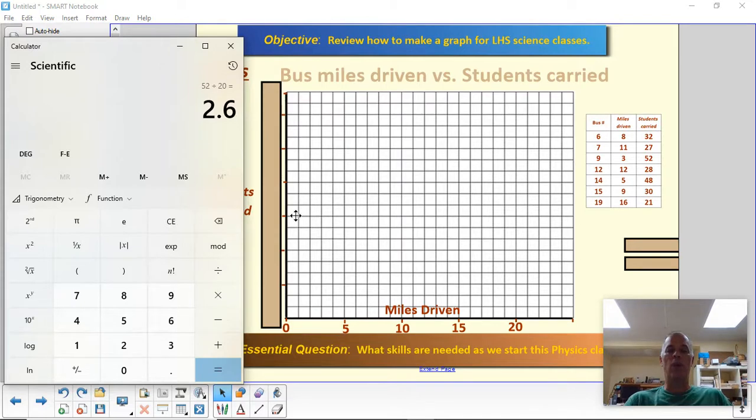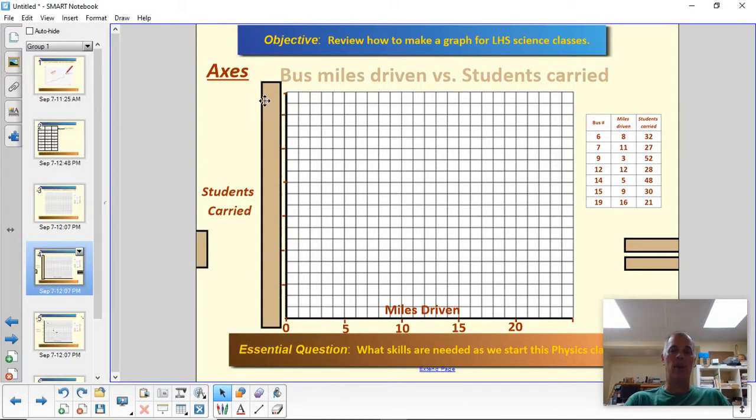So if we have 20 squares and each square counts for 3 students, that would be a total of 60 students that we could fit on our graph. 20 squares times 3 students per square would be 60, which means we could go from 0 to 60, and that's pretty good. Our highest number is 52. That's going to be up near the top someplace, so again, we're going to fill most of our space. So that's what we're going to do.